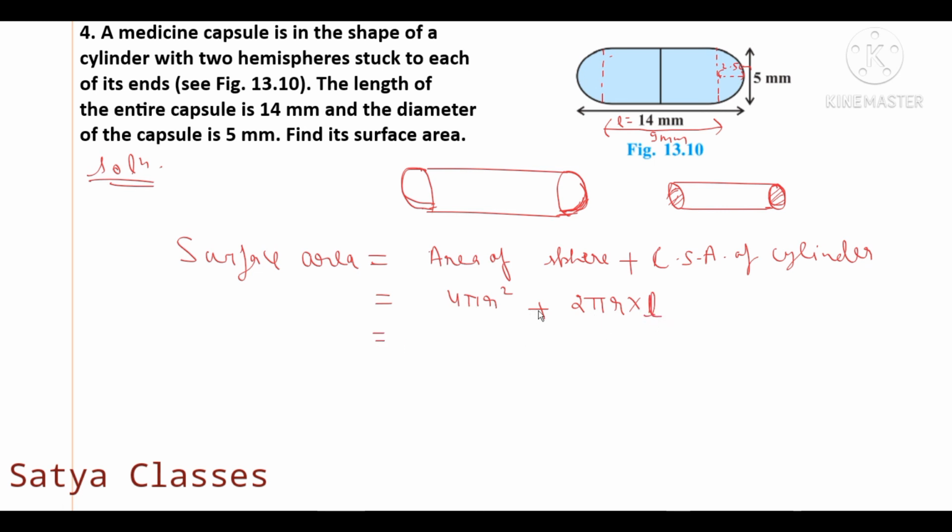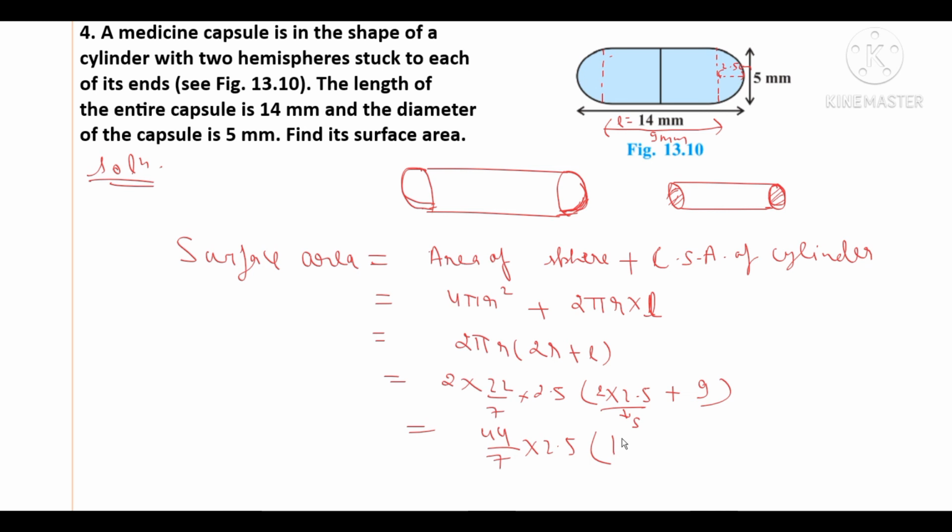Now 2 pi r can be taken common from here. So 2 pi r is common, and we are left with 2r plus L. So again 2 into 22 by 7. The radius is given to you as 2.5, and 2r is 2 into 2.5, plus the length, which is given to you as 9. So let's solve this. 22 into 2 is 44. 44 by 7 multiplied by 2.5. 2.5 into 2 gives you 5, and 5 plus 9 is 14. So 7 ones are 7, 7 twos are 14.